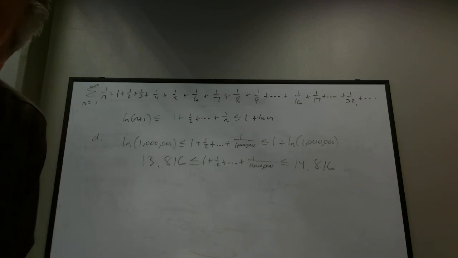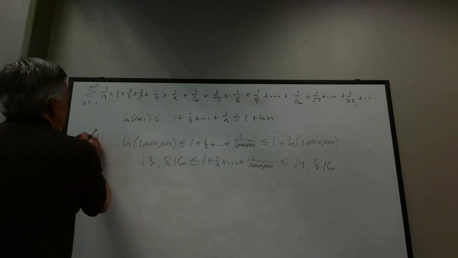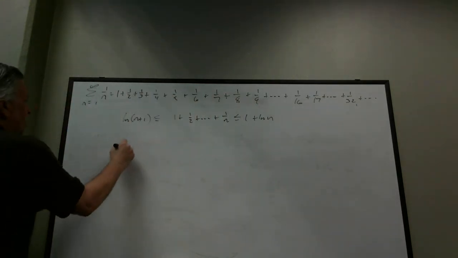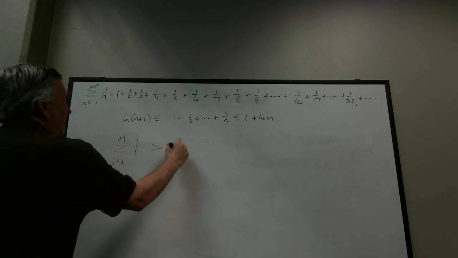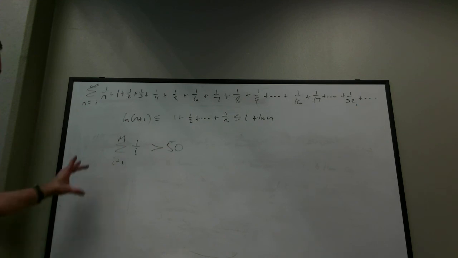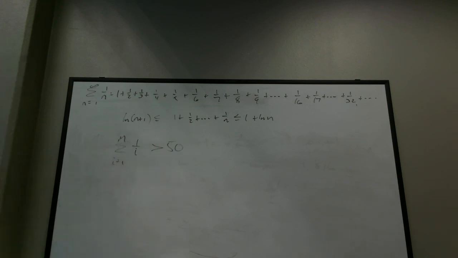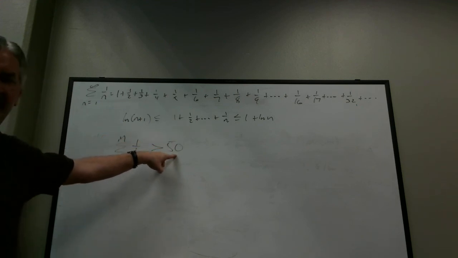Okay, now let's go back to part C. Part C says use part B to determine how many terms you would need so that the sum of 1 to big M is bigger than 50. So here they want the sum i equals 1 to M of 1 over i to be bigger than 50. We just saw that if you added up 1,000,000 terms, you're between 13.8 and 14.8. So how many terms would you have to add up to be more than 50?